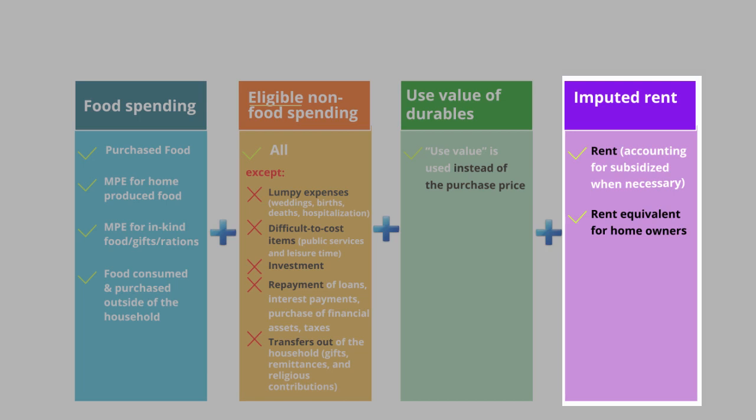Since it makes sense to include rent for those that pay at market prices, but what is the best method for calculating the equivalent for homeowners? This process is generally quite long and quite involved analytically.